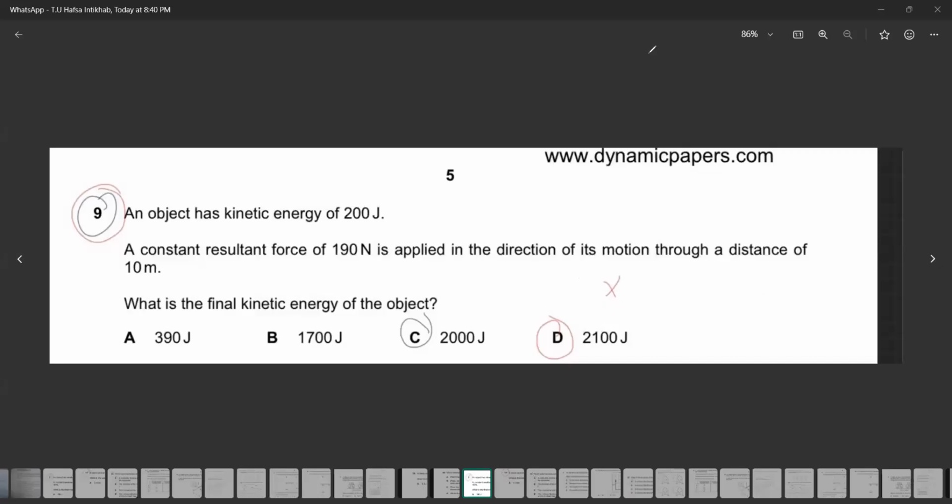In this question, an object has a kinetic energy of 200. A constant force of 190 newtons is applied on the object, and the distance moved is 10 meters. What is the final kinetic energy?